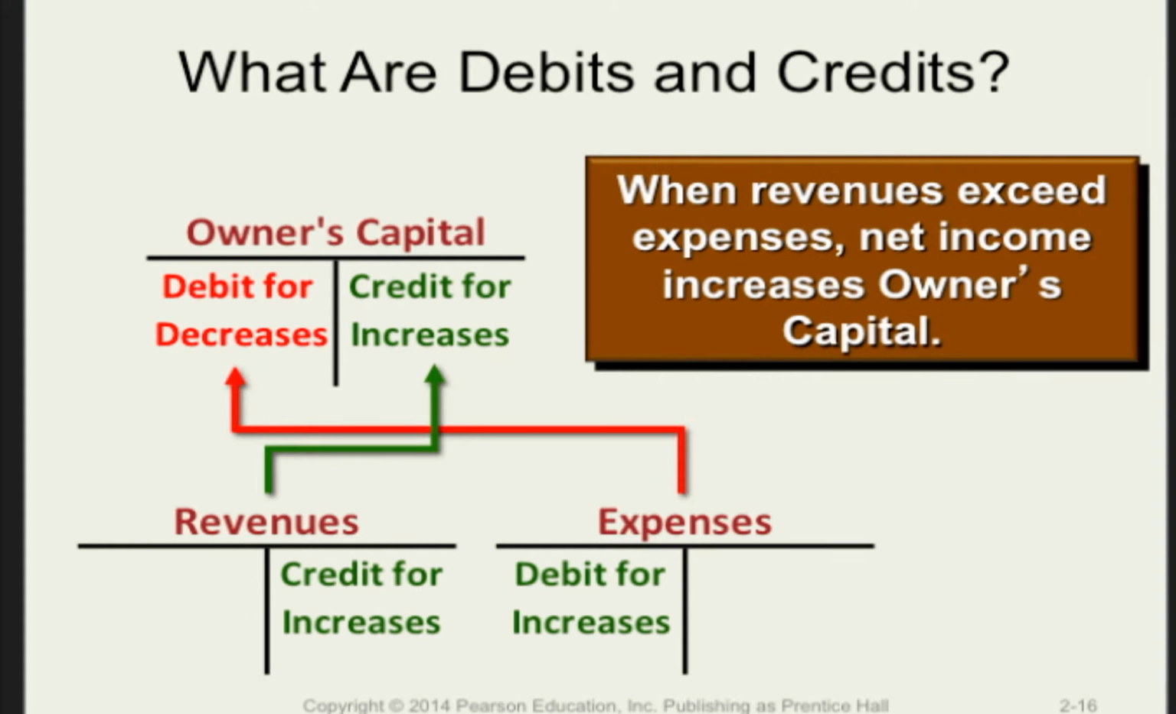We can explain how revenues and expenses impact equity in much the same manner. We will start with identifying that we will increase revenues using credits and we will increase expenses using debits. As revenue accounts individually increase with credits, the net income and subsequently owner's capital will also increase. As expense accounts increase with debits, those debits will cause owner's capital to decrease.